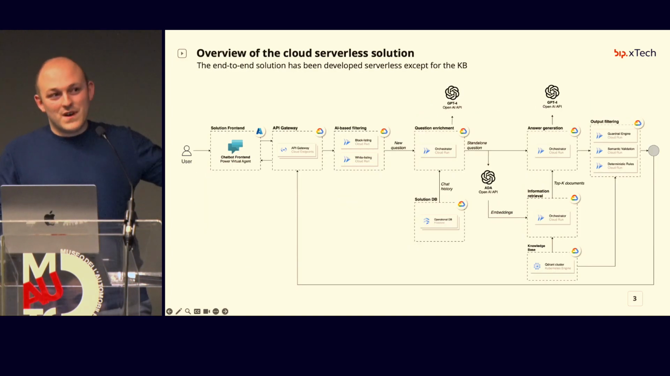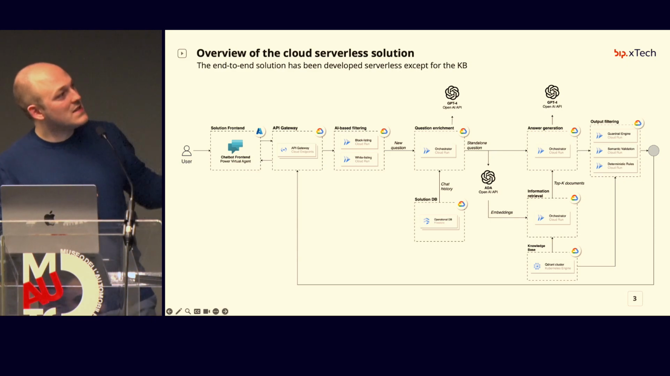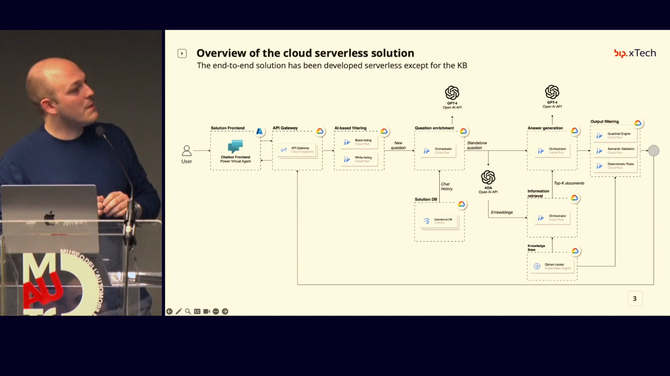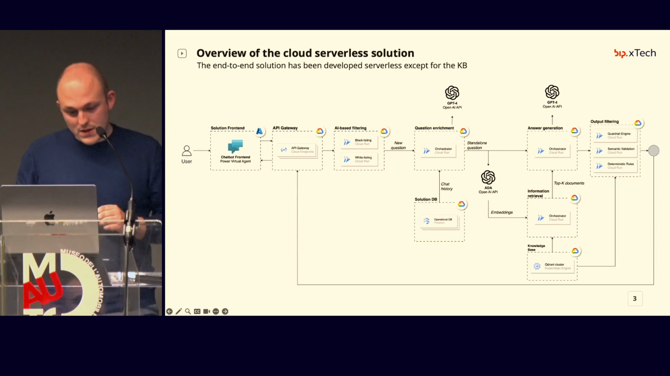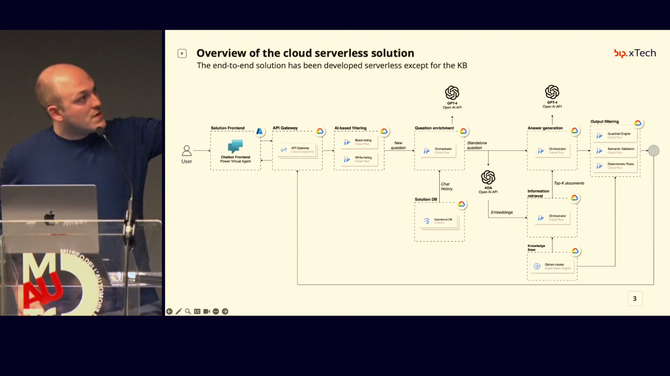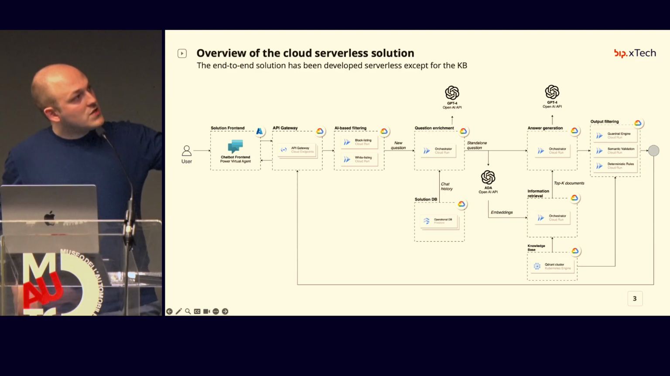This is the final solution, no surprise. I know that the text is a little bit small, but I can quickly comment on that. So basically, the user sends a message. Power Virtual Agent is the interface between Microsoft Teams and the Google Cloud Platform. It sends a message to the API gateway, which is the middleware.